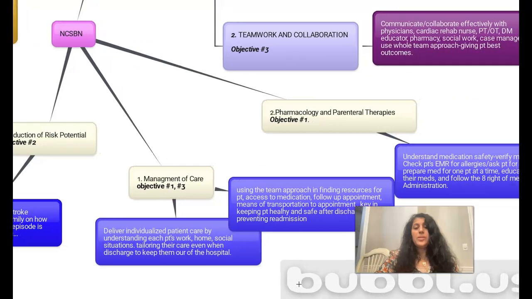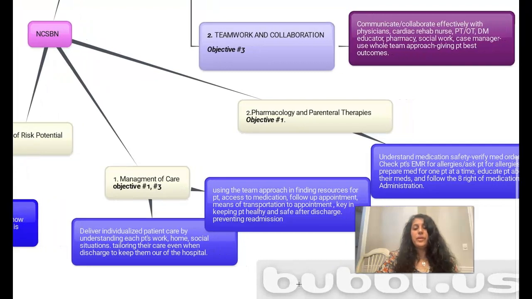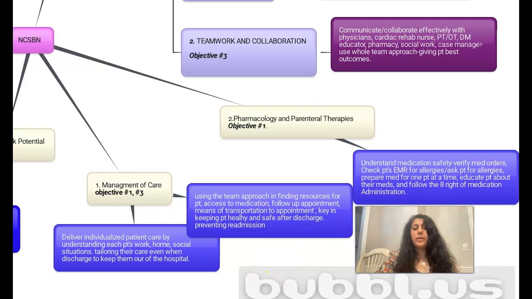The second one is using a team approach and finding resources for patient access to medication, follow-up appointments, and means of transportation to appointments, which is key in keeping the patient healthy and safe after discharge. Again, preventing readmission and further complications is important.